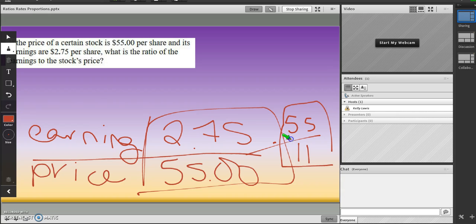If it asked the other way, the ratio of the price to the earnings, we would do 55 divided by 2.75 and reduce that fraction, and that fraction reduces to 20. Just so you know.